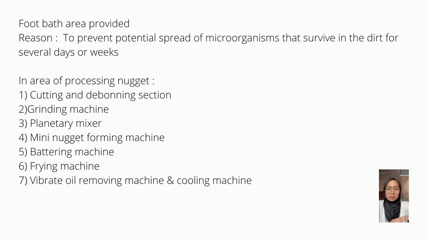So dalam area processing nugget ada 7 jenis machine ataupun 7 jenis section lah. First, cutting and deboning section. Second, grinding machine. Third, planetary mixer. Fourth, mini nugget forming machine. Fifth, battering machine. Sixth, frying machine, and seventh is vibrating oil removing machine and cooling.